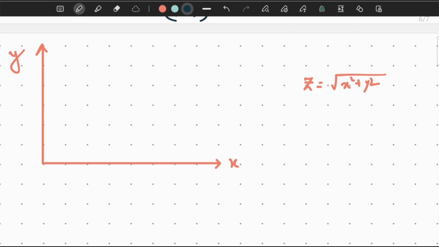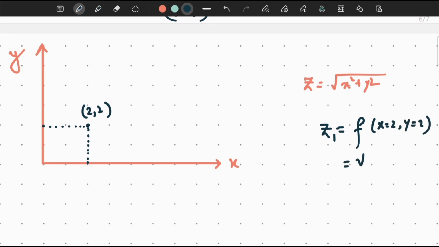Okay, so take the first value. Let's say this is the point (2, 2). What is the value of z here? At this point, z1 is the function at x equals 2, y equals 2, which is root over 8, which is 2 root 2.